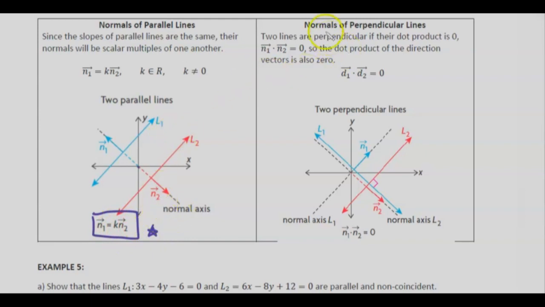Now, normals of perpendicular lines. This time we're going to have L1, which is blue, and L2, which is red. The thing is, the normals of L1 and L2 are going to have a dot product of 0.